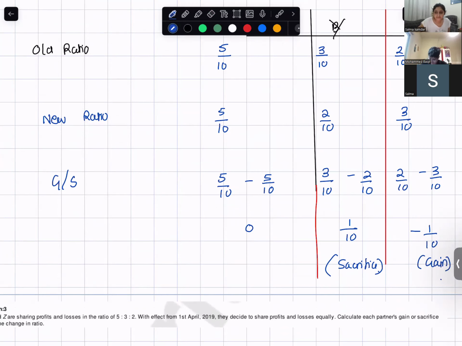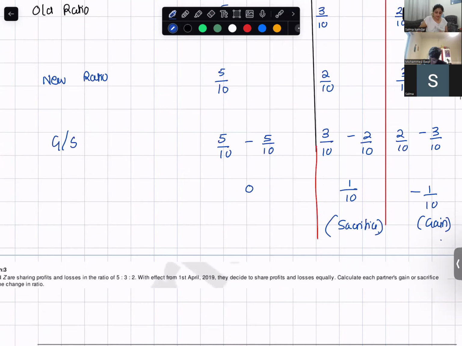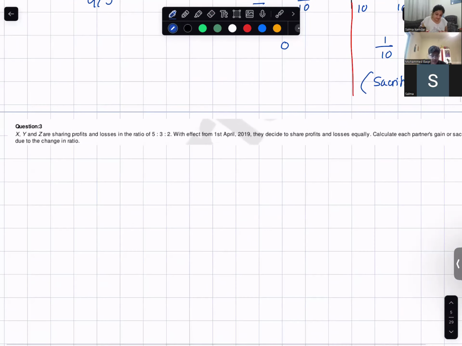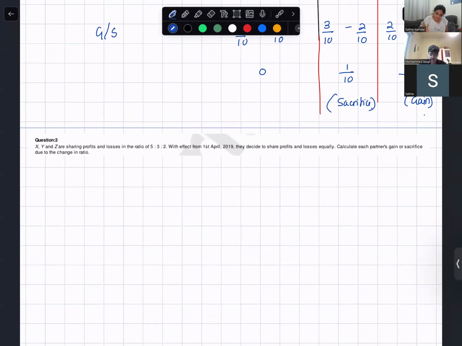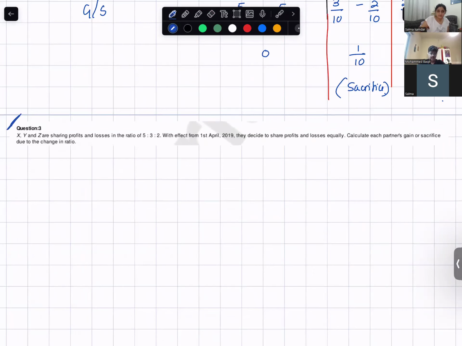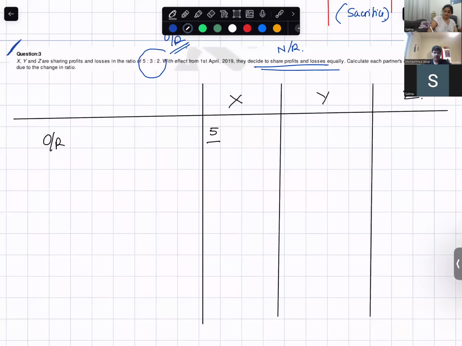Are you with me? Yes, ma'am. Go to the next one. Do it. What is the old ratio? Old ratio is 5:3:2. And they decide to share equally. So 1:1:1. Find the sacrifice or gain. And you should be able to write gain or sacrifice. Okay?